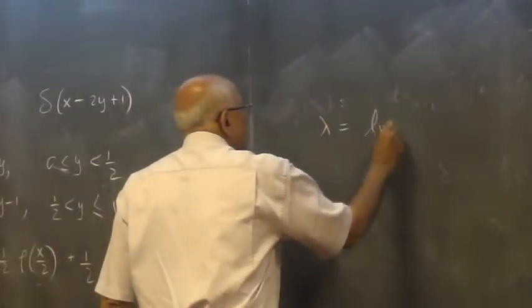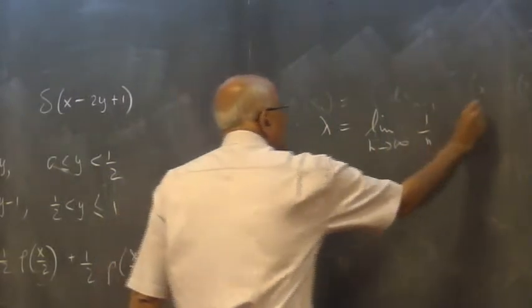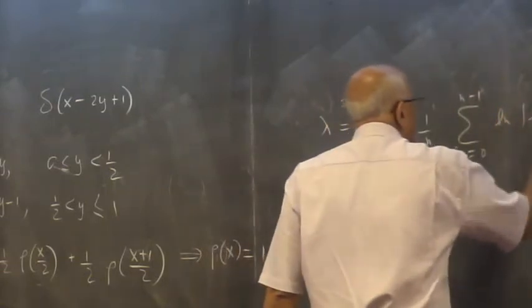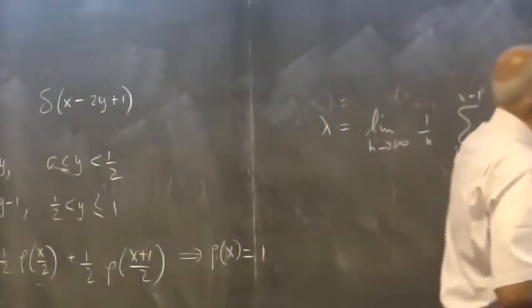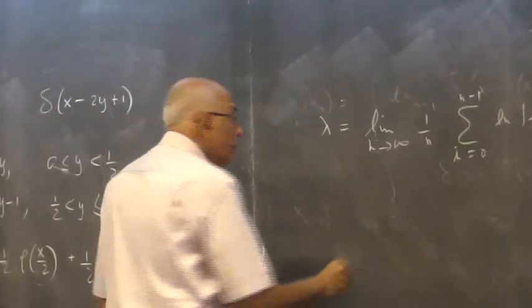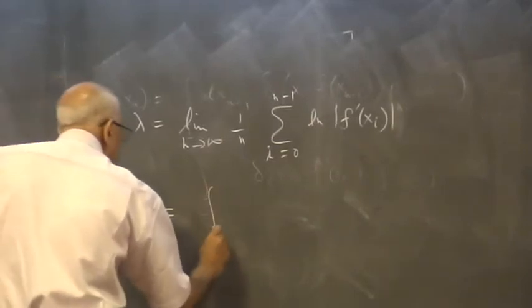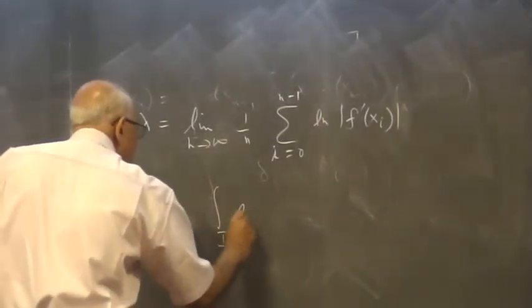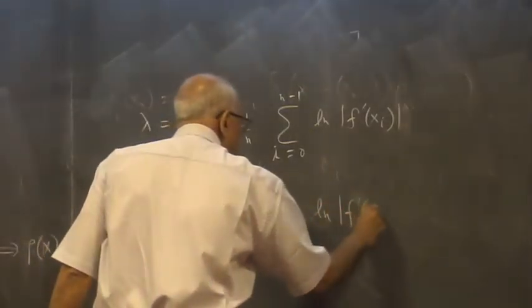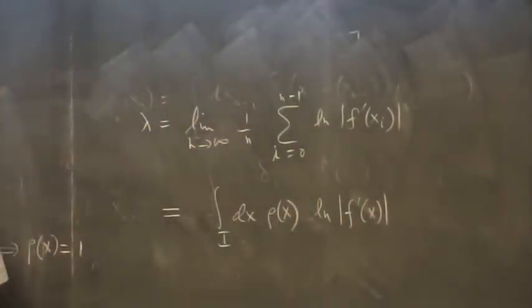Lambda was equal to the limit n tends to infinity of 1 over n, the summation i equal to 0 to n minus 1, of log mod f prime of x_i. This crazy thing for each iterate. But because the system is ergodic, I can replace this by an ensemble average now. And this is equal to an integral over the interval I, dx rho of x, the invariant measure, multiplied by log mod f prime of x. That's what ergodicity means. It means you can replace time averages, long time averages, by ensemble averages.